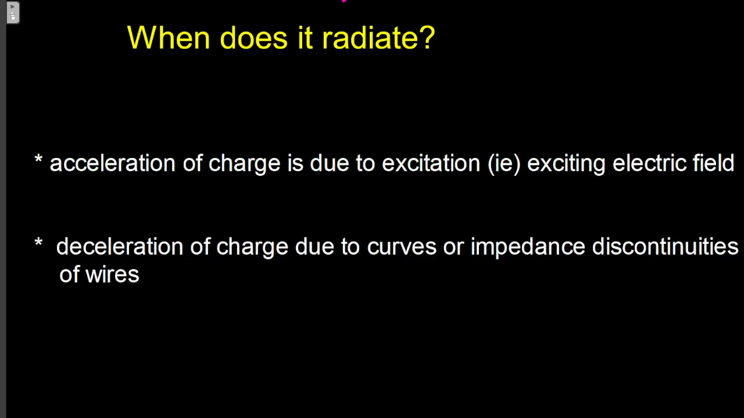But how does the acceleration or deceleration of charge happen? The acceleration happens because of the application of an electric field, that means excitation. And the deceleration of charge is due to the curves or impedance discontinuities in the wire. So with that the concept is over. Now we can see the cases one by one.